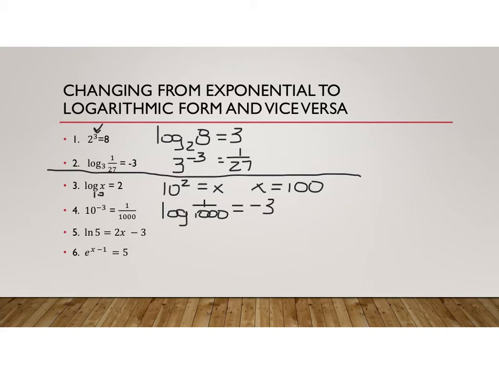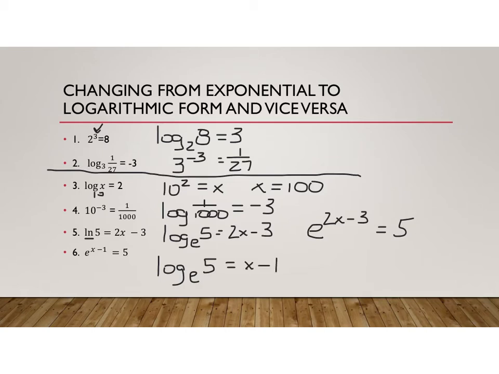Number 5 deals with ln. So we need to think of that as log base e. It's like log base e of 5 is equal to 2x minus 3. So changing that form would be e to the 2x minus 3 power is equal to 5. Number 6 is an exponential form, so changing that to log form would be log base e of 5 is equal to x minus 1.